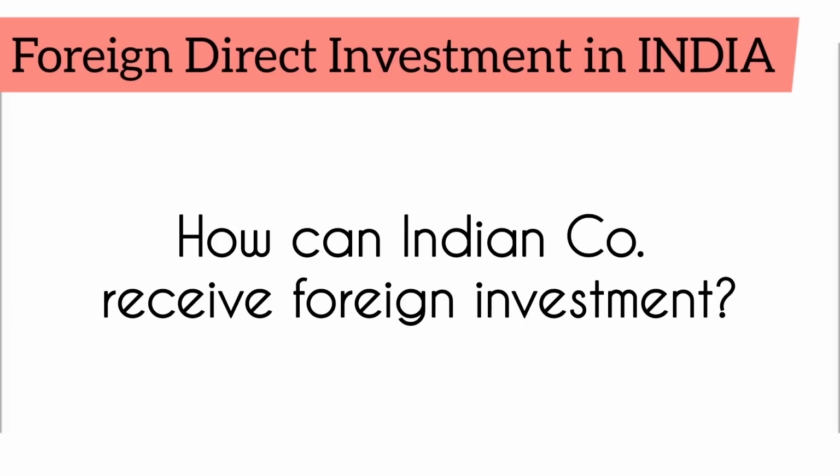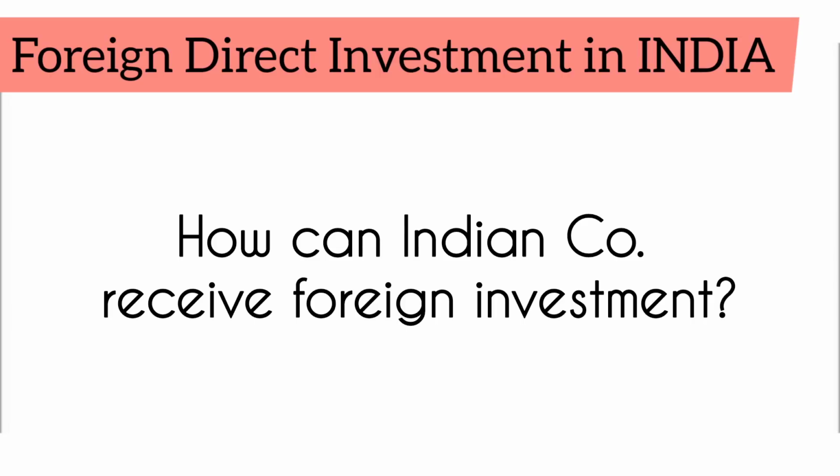So if a foreign company wants to invest in an Indian company, then they can buy the equity shares of the Indian company. It can either be fully paid or partly paid, doesn't matter. Or they can also buy the preference shares and debentures of the Indian company. But there is one condition when they buy preference shares and debentures: they must be fully and also mandatorily convertible into equity shares in future.